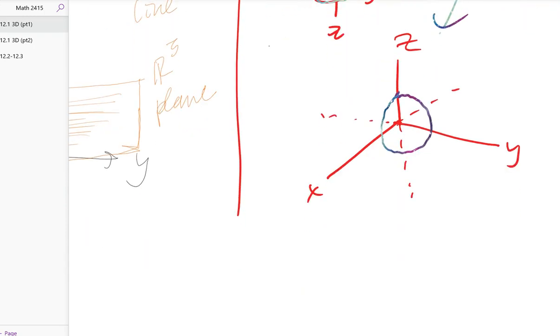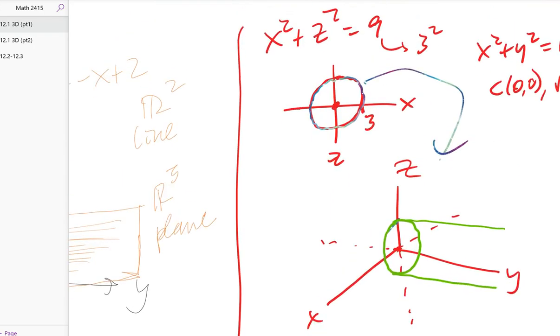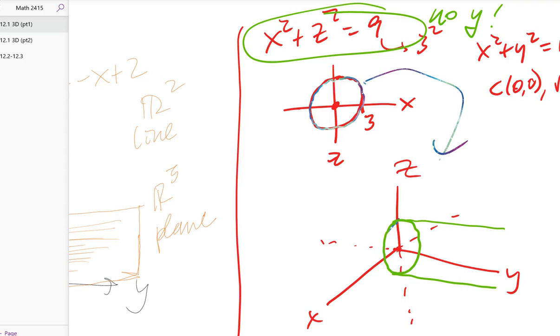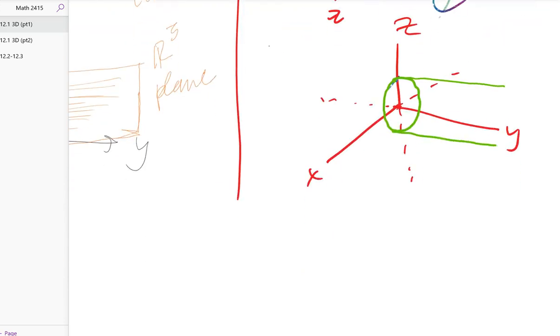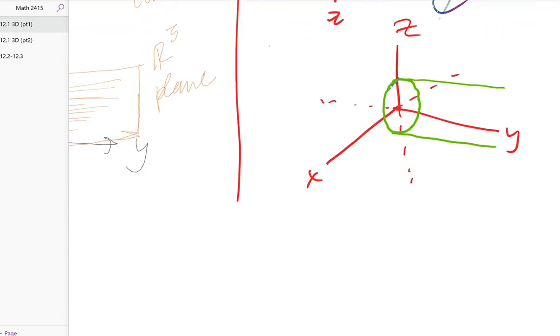So whenever I draw rulings, these rulings are going to be parallel to the y-axis. Why? Well, because there's no y in this equation. No y. Anyway, stupid joke. No y, so you're going to draw the same object parallel to the y-axis. The rulings are parallel to the y-axis.